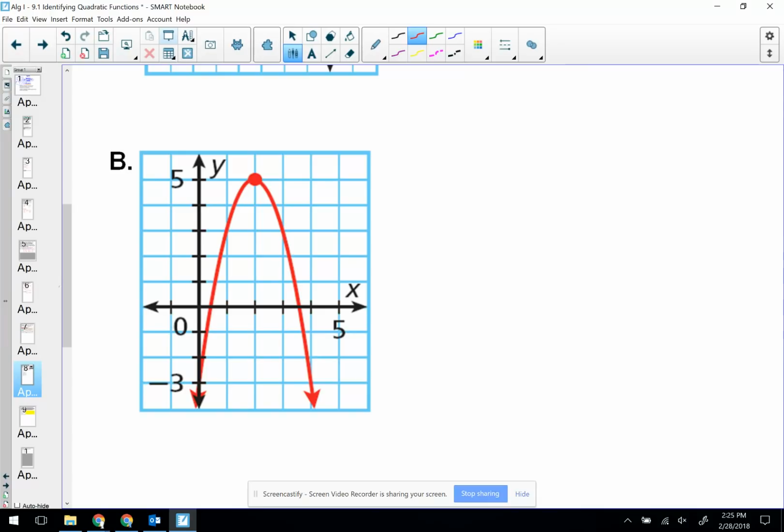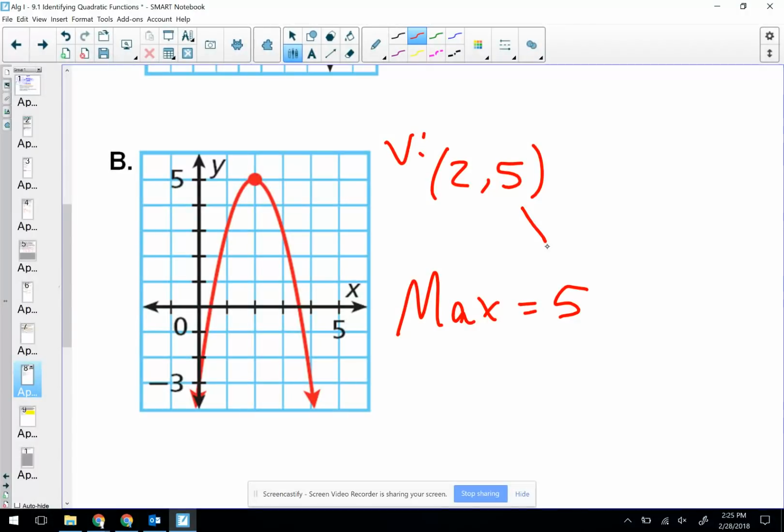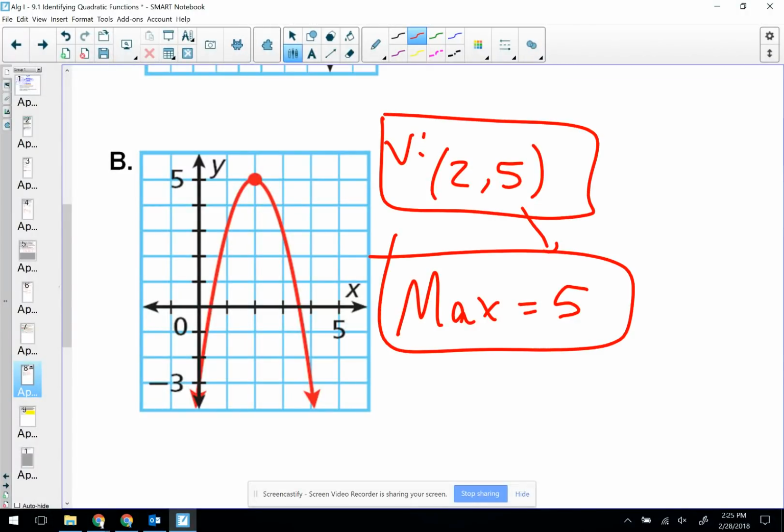Try that one on your own. Okay, so the vertex is at 2, 5. And now, since this one opens down, it's going to be called a maximum value, and the maximum value is 5. Again, just take your y value. There's my answer. Pretty simple.